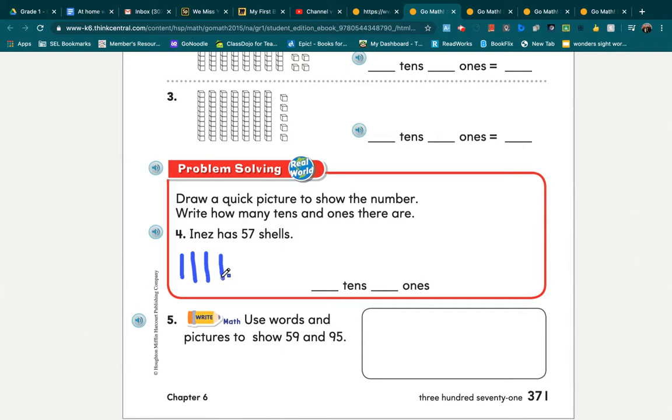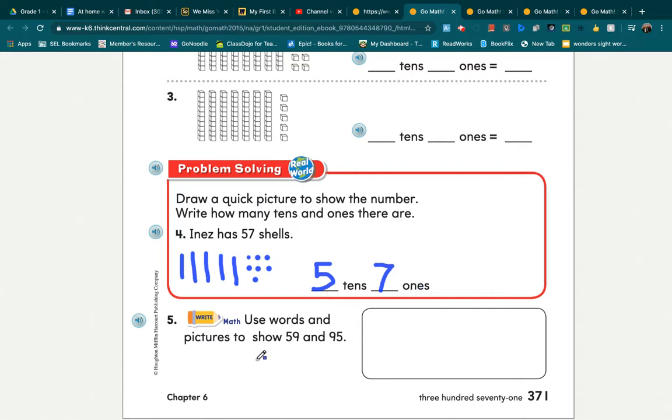So I'm going to draw that quick picture. Moving on to the second digit, it's a 7. So the 7 is in the ones place. That shows how many ones there are in that number. So let me draw a quick picture of 7 ones. And this shows 5 10s and 7 ones. Okay. So we drew a quick picture for 57 with 5 10s and 7 ones.